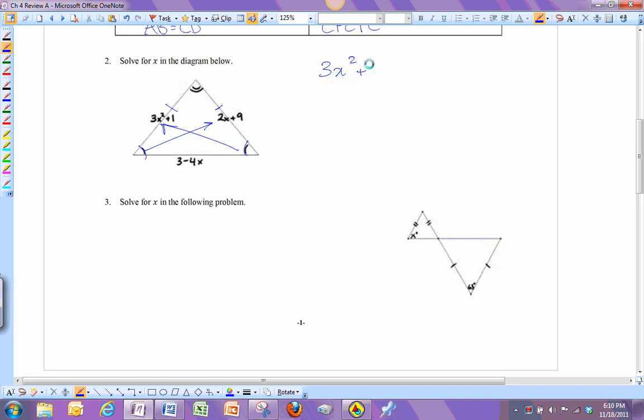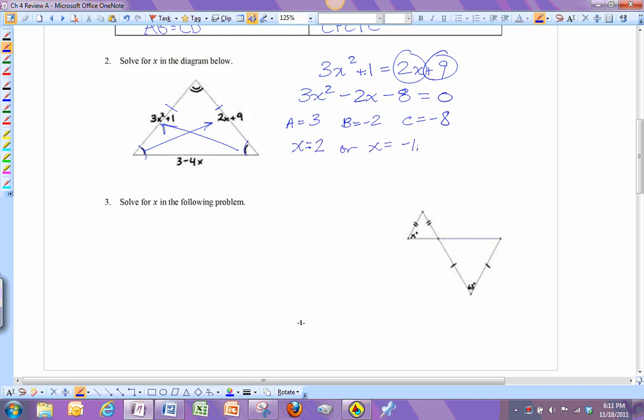So since they're congruent, I can set up this equation and solve this. If I bring everything over to one side, I get 3x squared, I'm going to subtract 2x, so minus 2x, and I'm going to subtract 9. So positive 1 minus 9 gives me -8 equals 0. Now you can either try and factor this, or you can use the quadratic formula. Let's save a little time and use our quadratic formula program. If I go to my calculator, I hit program, quad form, and I type in 3, -2, and -8, you're going to get two x values. One of them is 2, and the other one is -1.3 repeating, which is the same as -4/3.